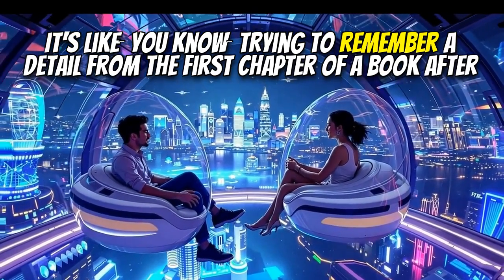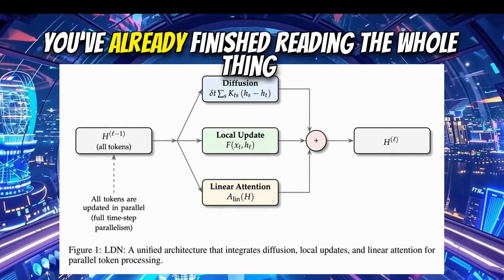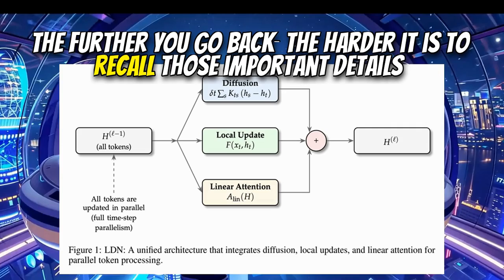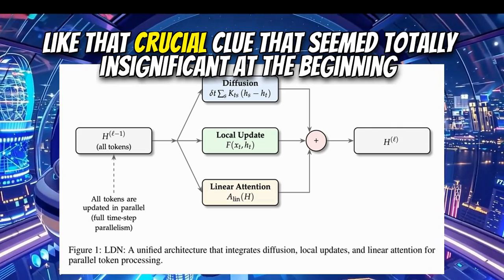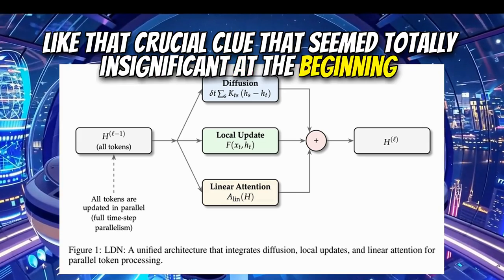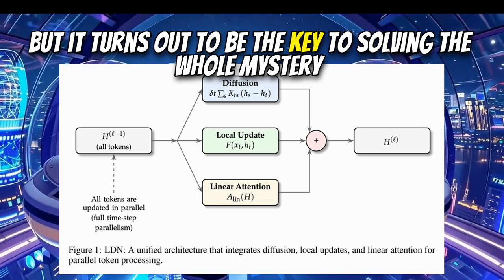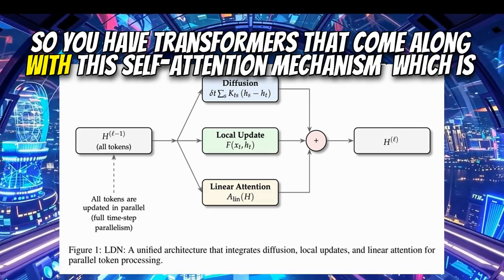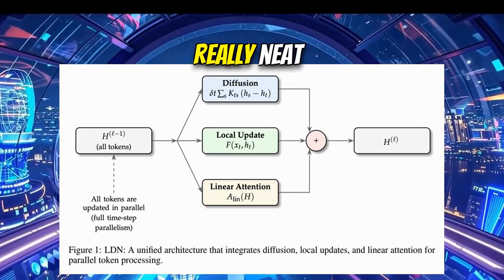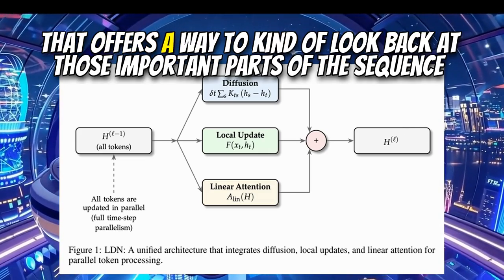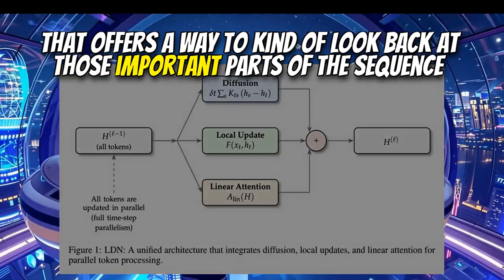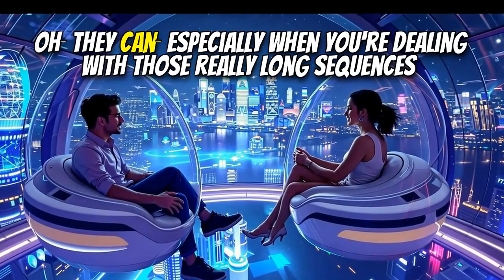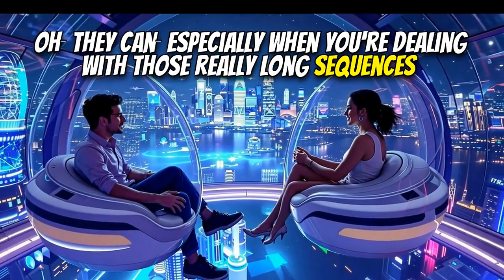It's like trying to remember a detail from the first chapter of a book after you've already finished reading the whole thing. The further you go back, the harder it is to recall those important details. Like that crucial clue that seemed totally insignificant at the beginning, but it turns out to be the key to solving the whole mystery. So you have transformers that come along with this self-attention mechanism, which is really neat. It's ingenious, really. It offers a way to look back at those important parts of the sequence. But like you were saying, they can get computationally expensive, especially when you're dealing with those really long sequences.